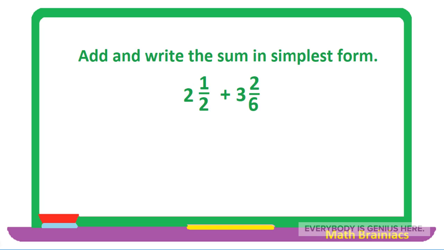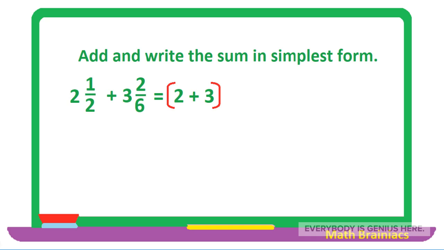Let us work on another example so that you can fully understand the lesson. Add and write the sum in simplest form. 2 and 1 half plus 3 and 2 over 6. We are going to work on the whole numbers first. Accordingly, 2 plus 3 will give us 5. Now we can work on the fractions.